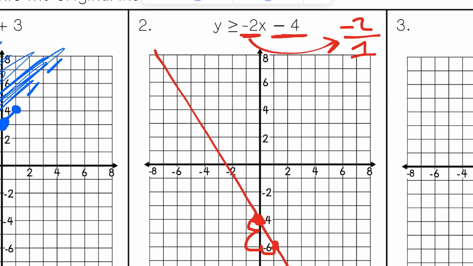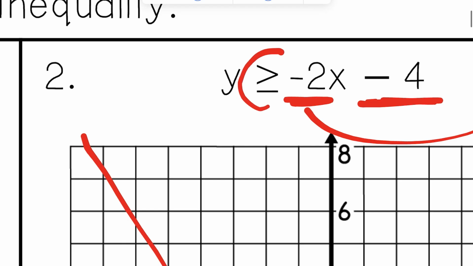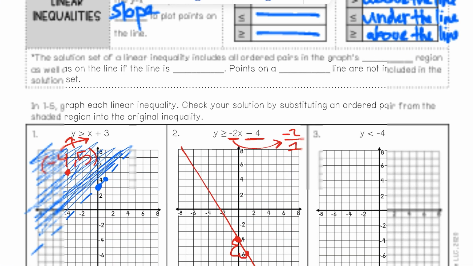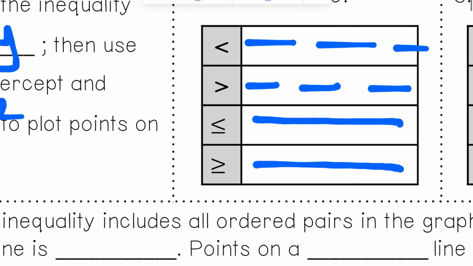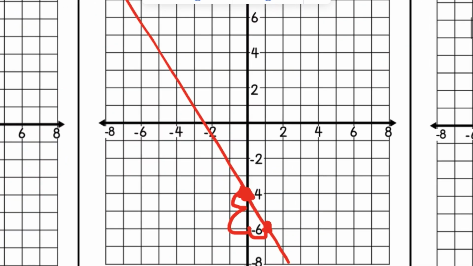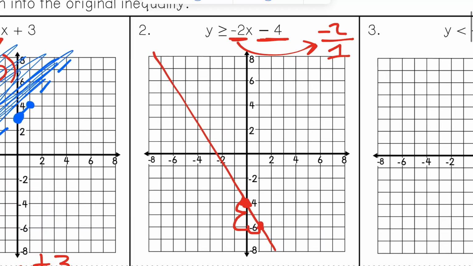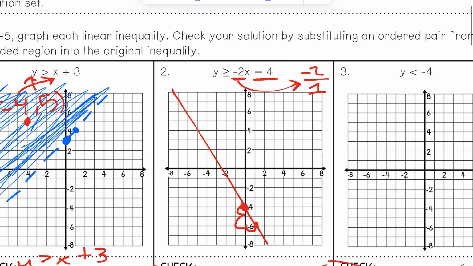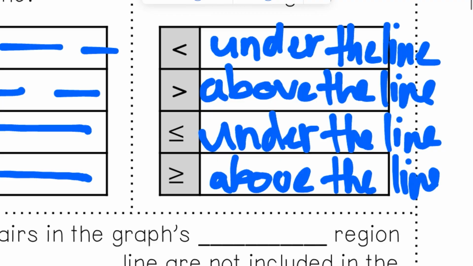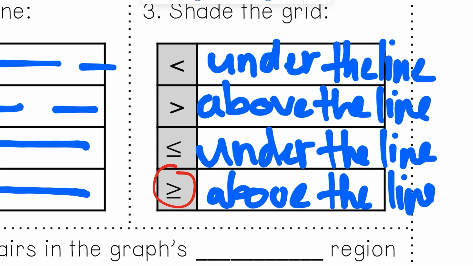And let's double check and make sure it actually should be a solid line. So I've got this greater than or equal to symbol. Let's go check. For greater than or equal to, I do indeed have a solid line. So I know that I was right. I don't need to do one of these dash lines up here. So now, I just have to figure out whether to shade the top part or the bottom part, right? Above or below the line. Again, using that greater than or equal to symbol, let me go look. Well, it says for greater than or equal to, you shade above the line. So we'll do that.